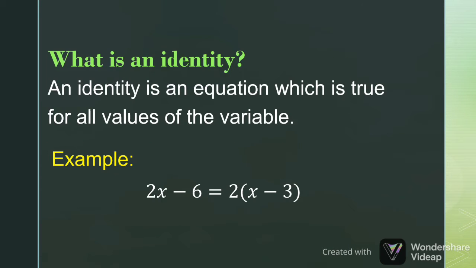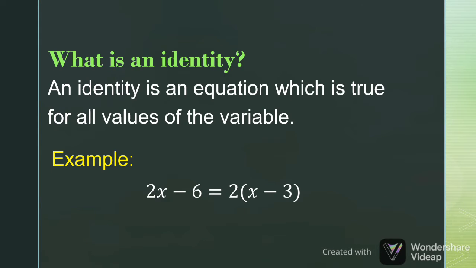Okay, before we start studying the different trigonometric identities, let us first define what an identity is. An identity is an equation which is true for all values of the variable. So this is an example of an identity: 2x minus 6 is equal to 2 times quantity x minus 3. Why is it an identity?